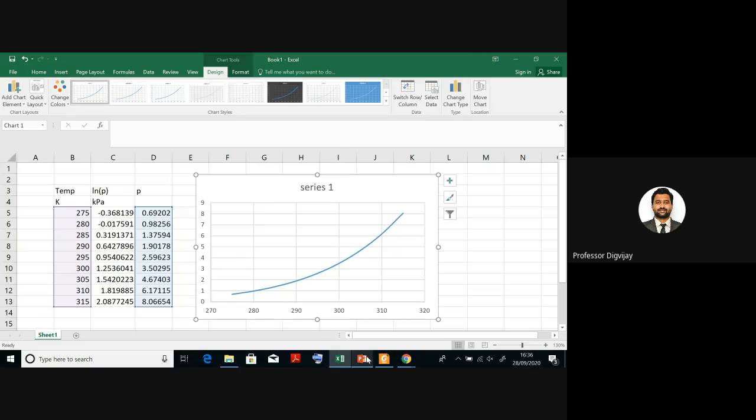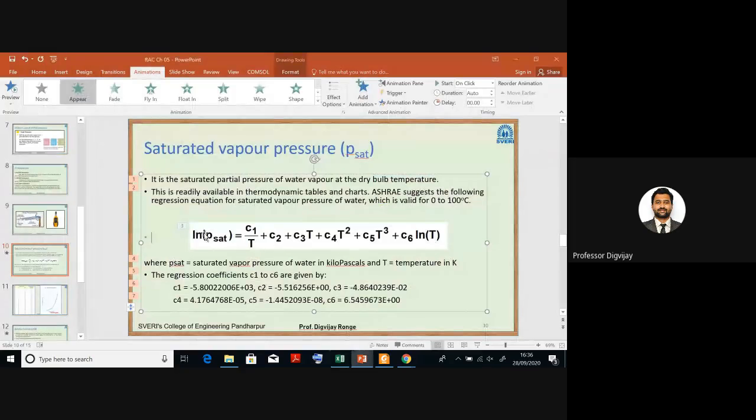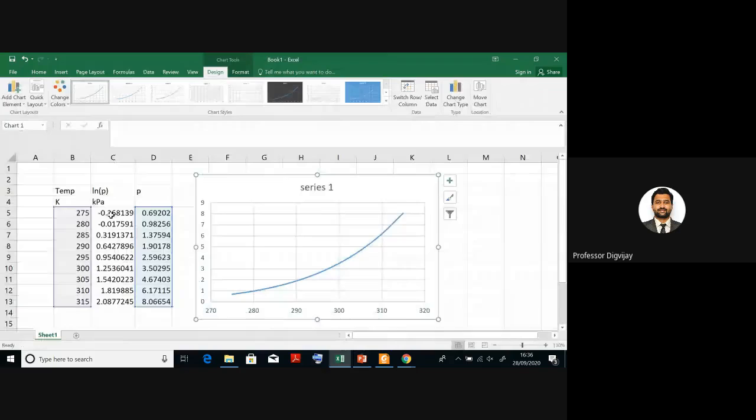Okay. So this is a short demo about how you can use Microsoft Excel for data analysis. You have one analytic equation here, that is the log of P saturated. I have converted that into this Excel. For various temperature values, I have calculated the saturated vapor curve. Then you can simply insert a curve or a graph. In the graph, you have to select the data. I have selected the temperature and pressure data here. Then I get this relation.